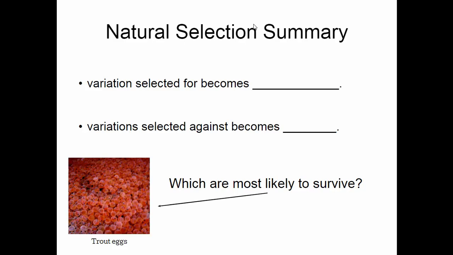All right, to summarize natural selection, any variation in a population selected for will become more abundant. Any variation selected against will become rare. Okay?